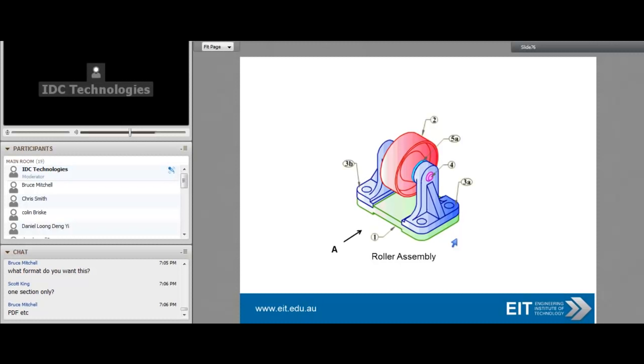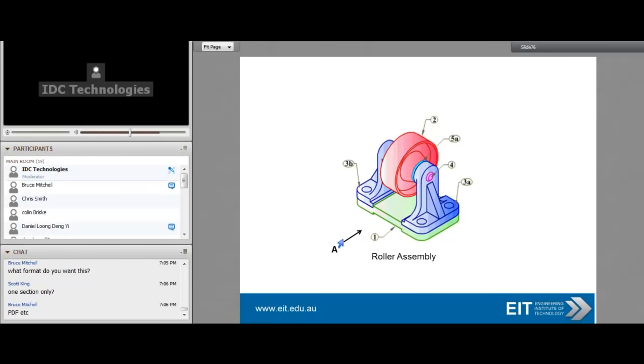Well, you can do it in PDF, you can do it on whatever. Remember, it's going to go on your exam paper. So you might want to do it by hand, and then scan it and put it into your exam paper, whatever suits you. At the end of the day, what we're looking for is your understanding of what this assembly would look like if we cut it in half and looked at it from the direction of letter A.